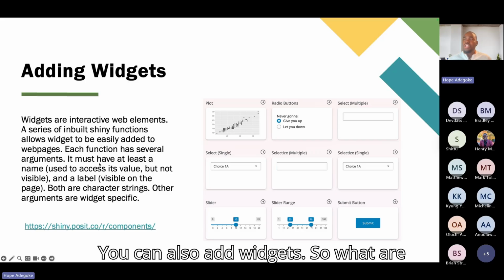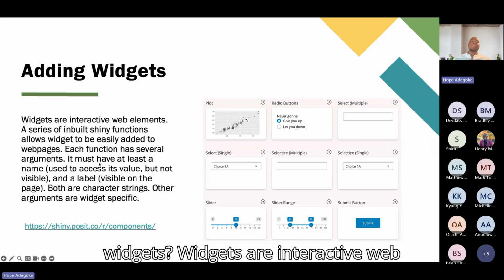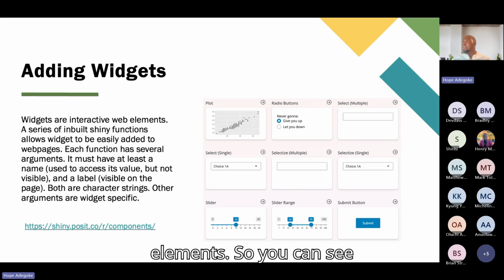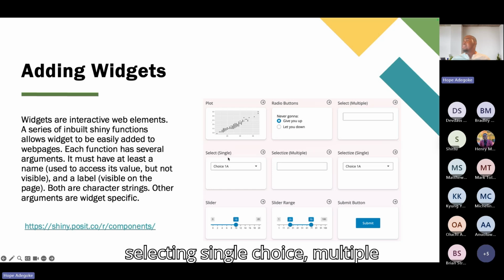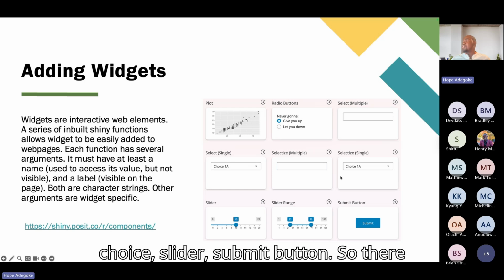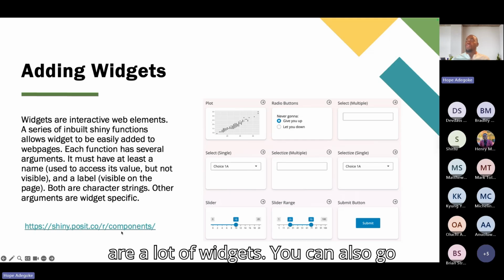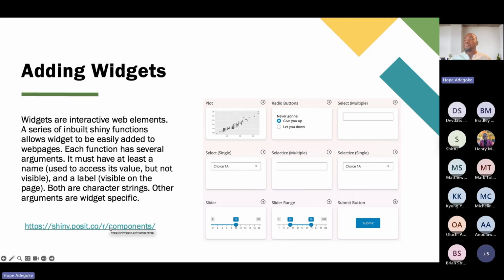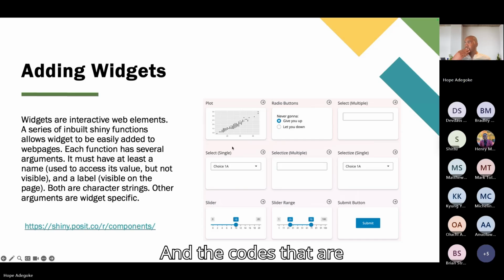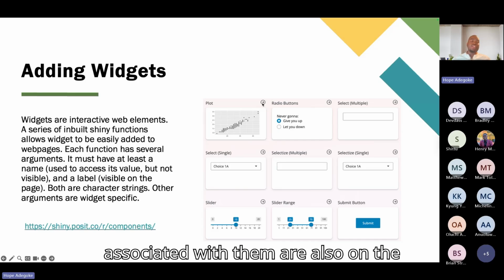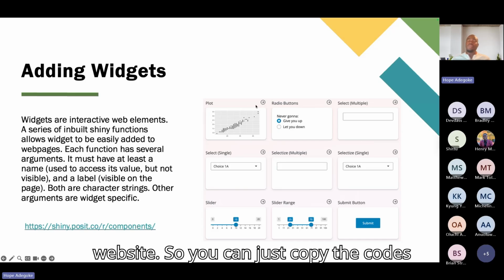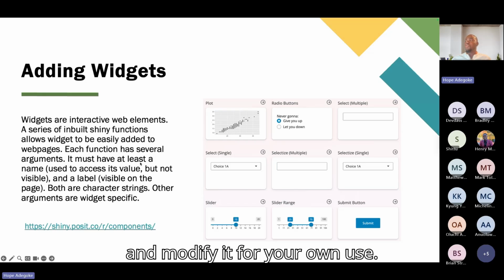You can also add widgets. So what are widgets? Widgets are interactive web elements. So you can see selecting single choice, multiple choice, sliders, submit buttons. So there are a lot of widgets. You can also go through this link here to view those widgets. And the codes that are associated with them are also on the website. So you can just copy the codes and modify it for your own use.